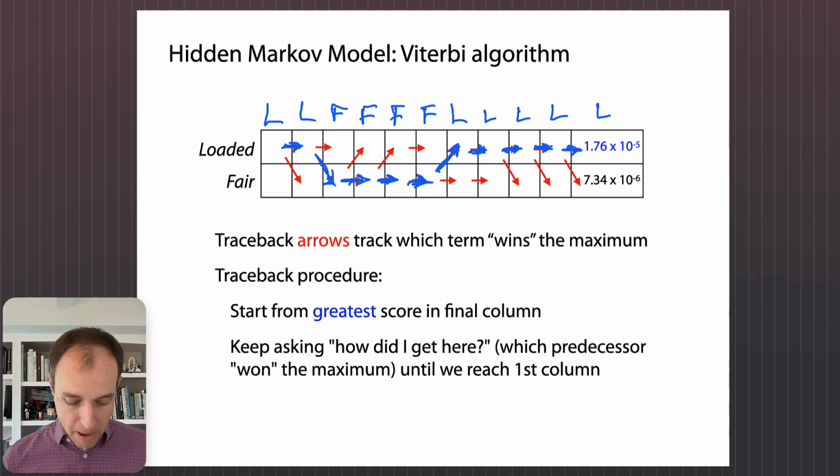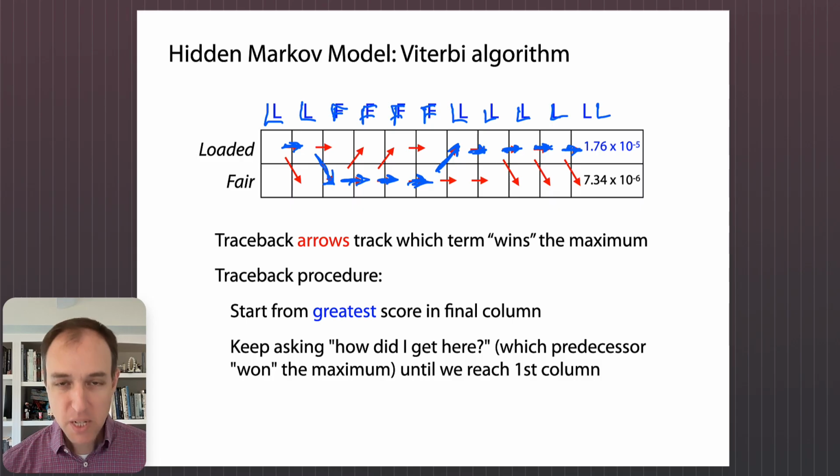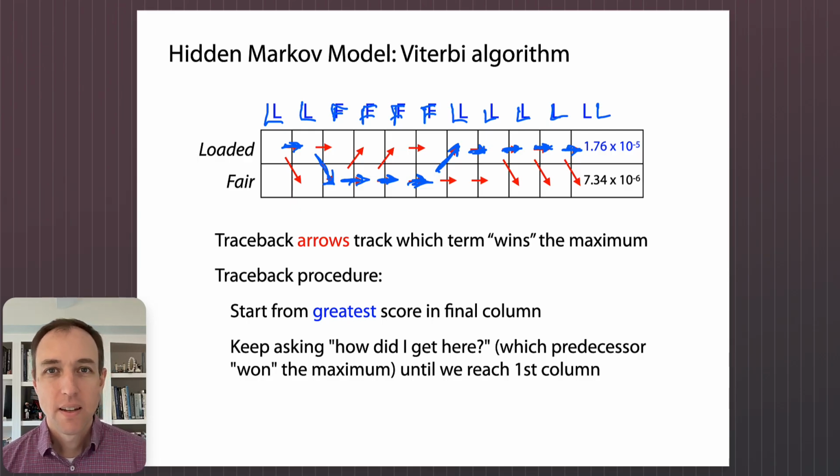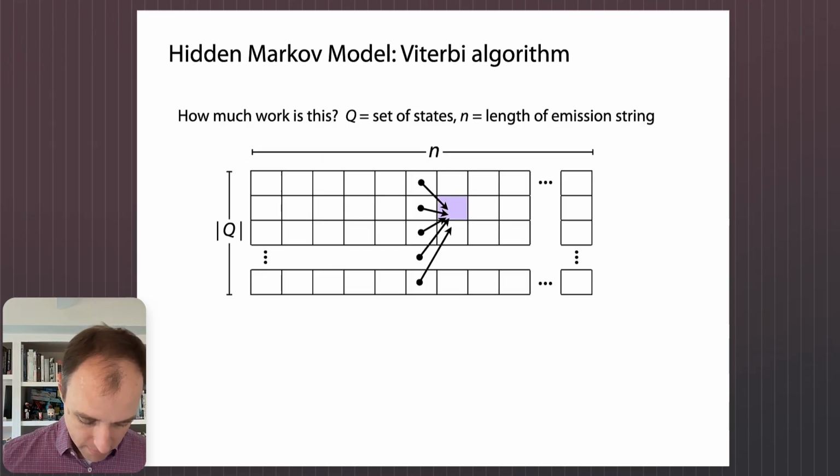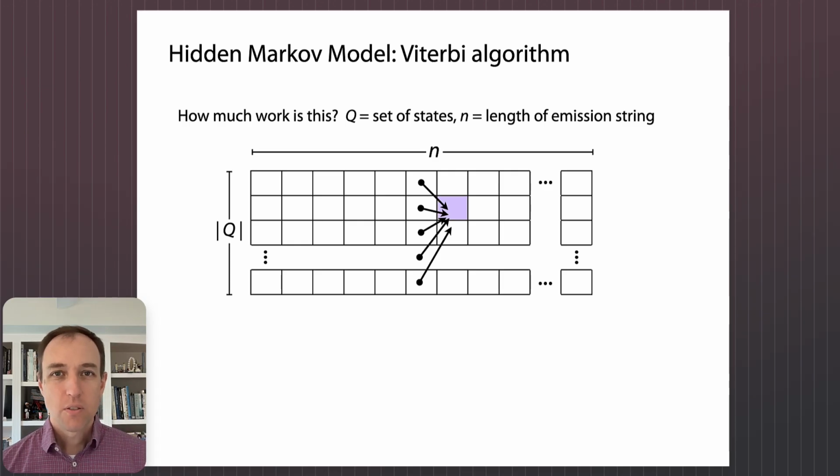So I kept going backwards through the matrix asking, how did I get here? Which was the term of the maximum that provided the actual maximum probability? And although it's a little hard to see with my animation, we end up with the answer LL, FFFF, LLL, LL in this case. That is our decoding for this particular emission string. So that's the procedure. Is it a lot of work? Was that hard? Well, that bears a little bit of thought.